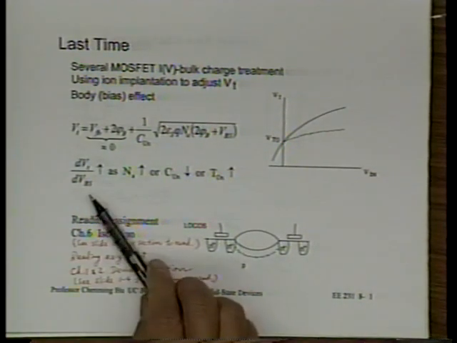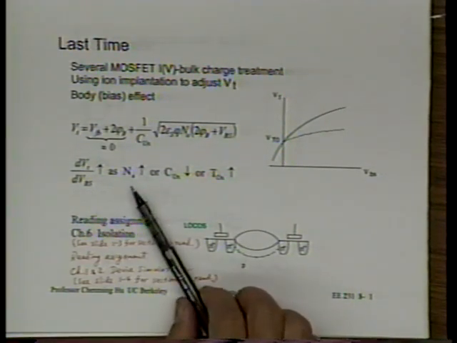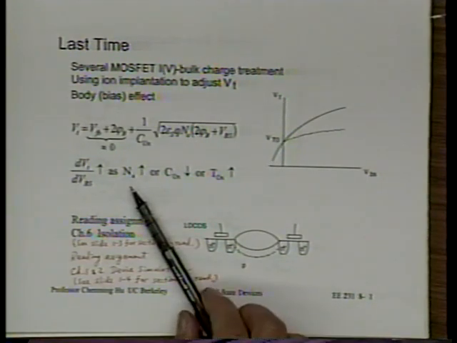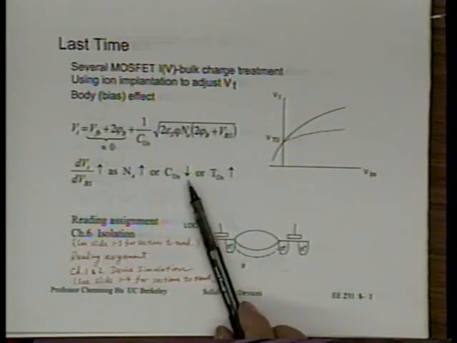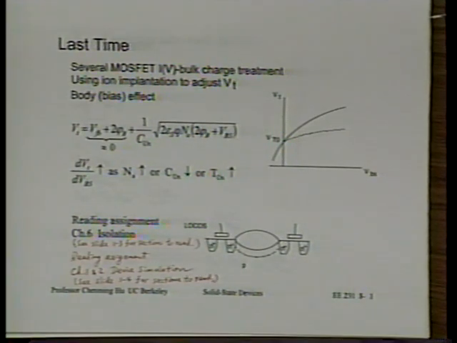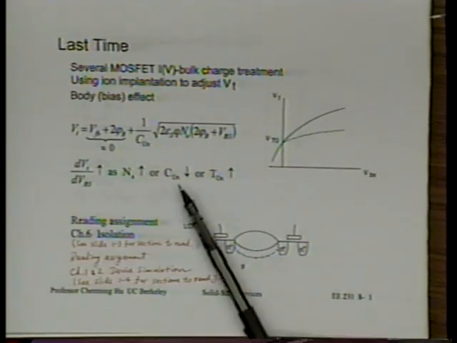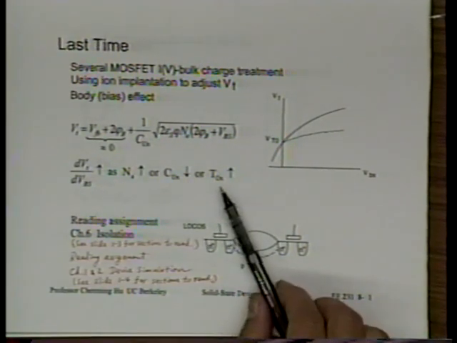That is, this dVT/dVBS, the sensitivity of VT to VBS, goes up, which is undesirable, but it goes up when the doping concentration is large and when oxide is thicker. I didn't say this right. Sorry, COX goes down. All right, when COX goes down or when TOX goes up.